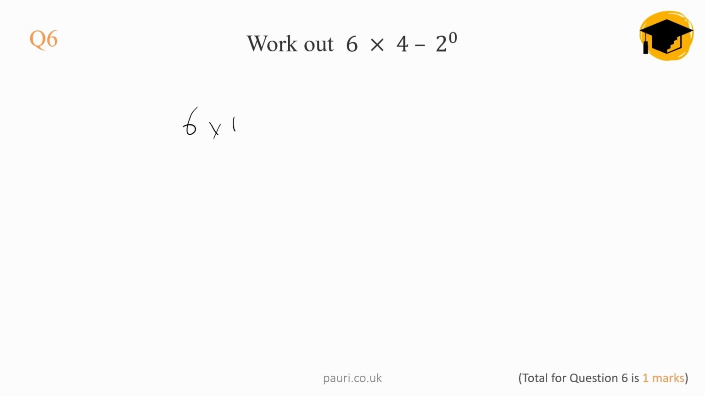6 times 4 minus 2 to the power of 0. Think about your operations. You've got 3 operations, multiplication, subtraction, and indices. Which one comes first? The one that comes first is indices. So let's do indices first. 6 times 4, anything to the power of 0 is 1. 6 times 4 is 24, minus 1. Let's do all the steps. 24 minus 1 is 23.